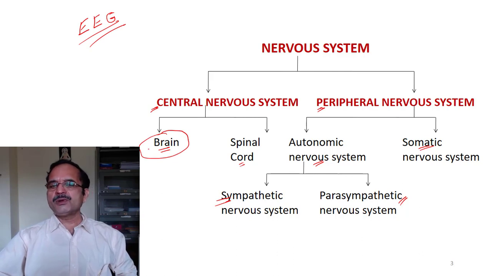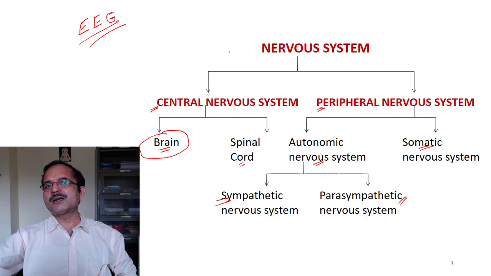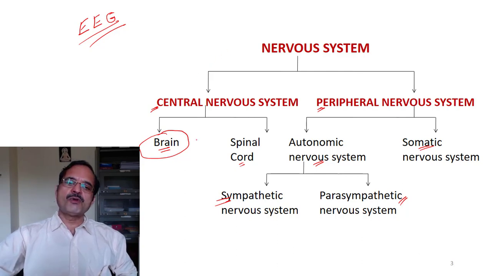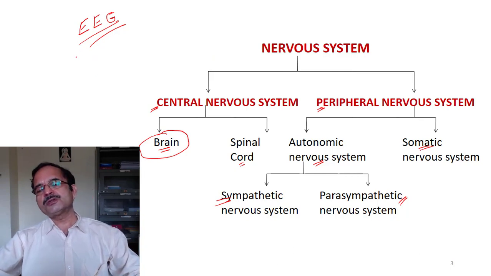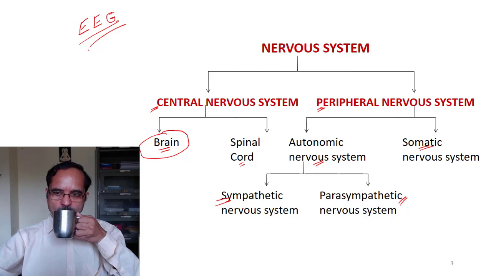Okay, just to give you an idea, I have told you these are the various different parts of the nervous system. Our focus will be mostly on the brain. That means EEG. What are the EEG signals? How are they produced? How are they measured?